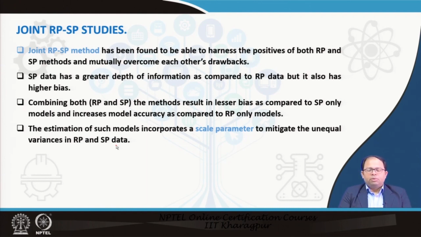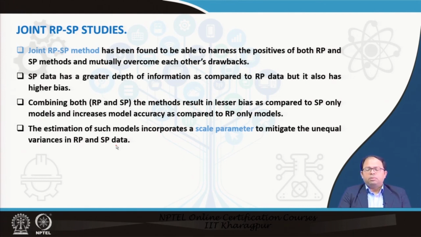So SP data has greater depth of information because we can add more information, more levels and so on, compared to RP data, but it also has higher bias or chance of error. And so combining both RP and SP methods results in lesser bias as compared to SP only models, and increased model accuracy as compared to RP only models.